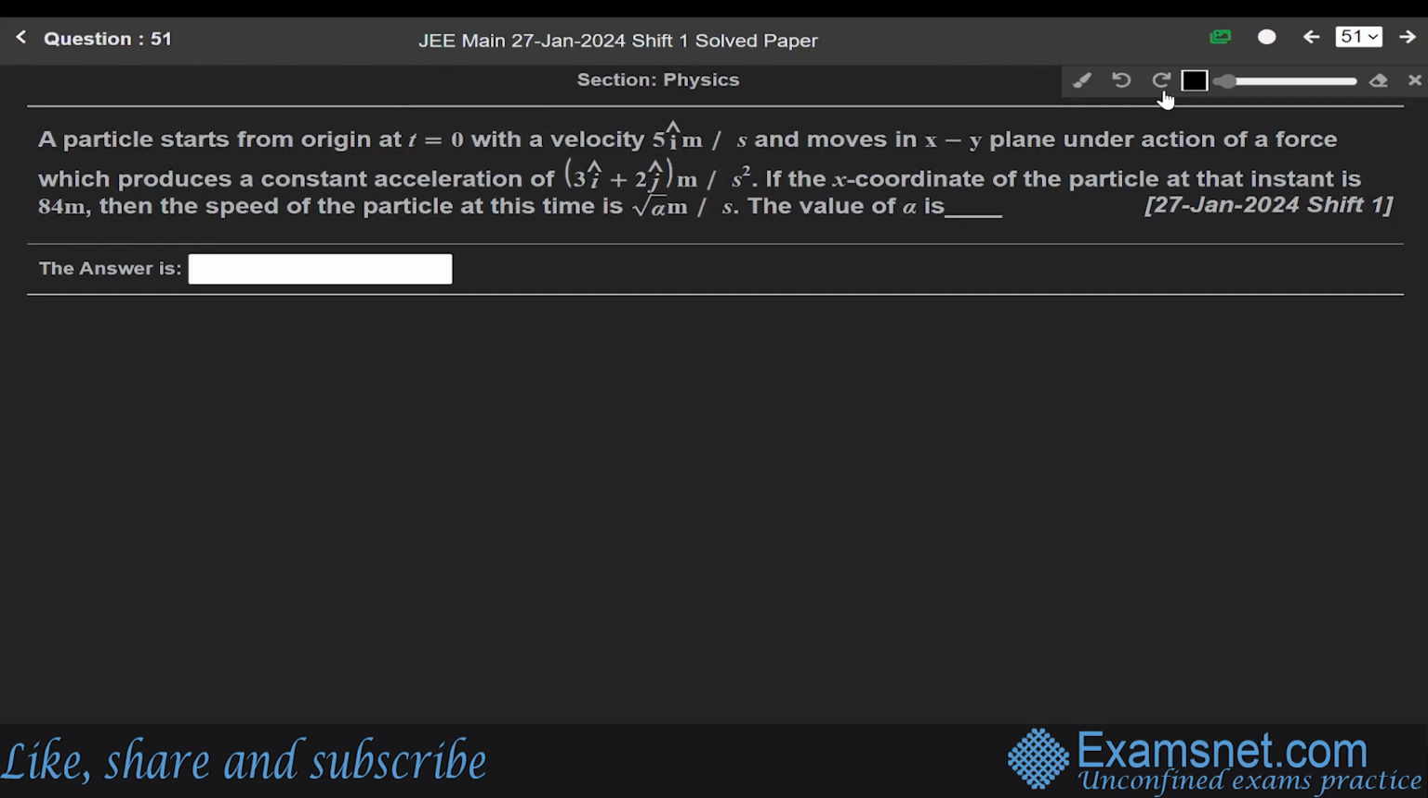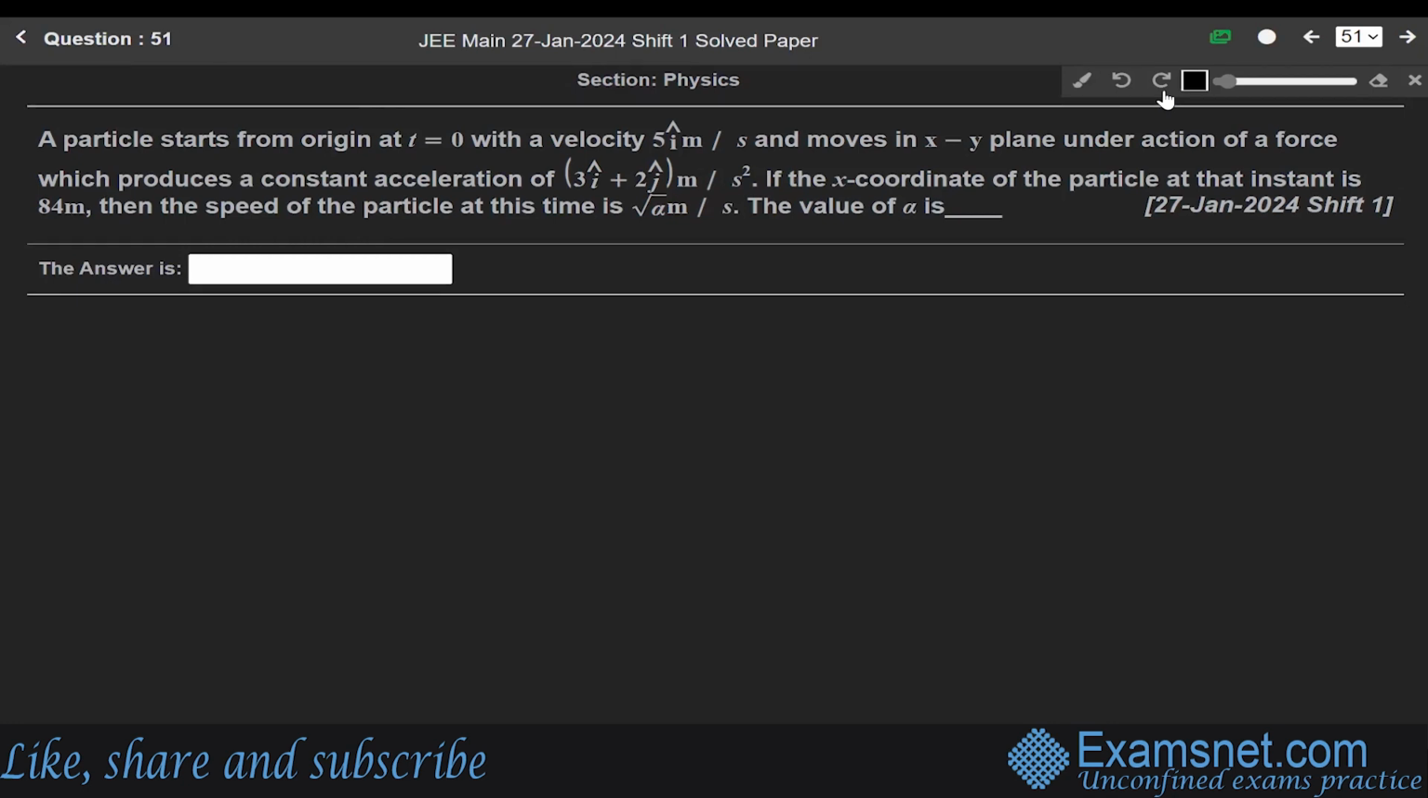So now moving on towards question number 51. This question says that a particle starts from origin at t equals 0 with a velocity 5 î meter per second and moves in the xy plane under the action of a force, which produces a constant acceleration of 3 î plus 2 ĵ meter per second square. If the x coordinate of the particle at that instant is 84 meter, then the speed of the particle at this time is root alpha meter per second. We have to find the value of alpha.